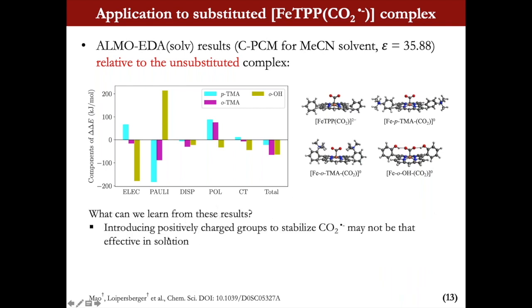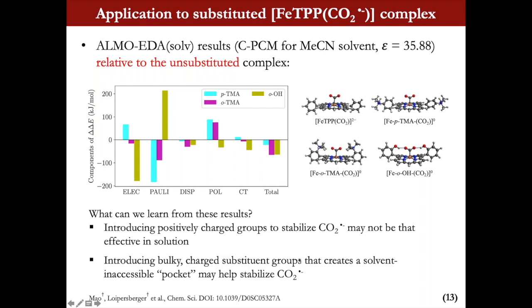So what can we learn from these results? We firstly found that introducing positively charged groups to stabilize CO2 minus may not be that effective in solution because of the screening. And on the other hand, if we can effectively squeeze out the solution and get rid of this damping effect, we might still be able to stabilize the CO2 minus.